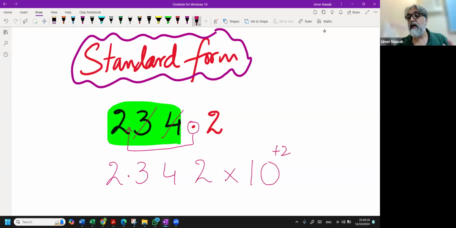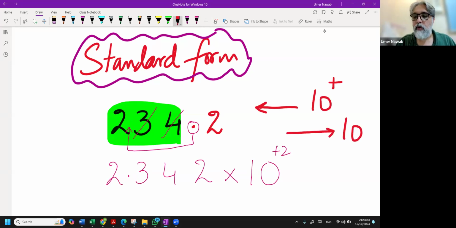Many students have a misconception: Mr. Omar, if I'm moving to the left, I have to write -2. My friend, if you write -2, 2.342 times 10 to the power -2 is a very small number. But you have made a bigger number into a smaller number. So when a bigger number is made a smaller number, you have to give the power of 10 an opposite sense, which is a positive power. So whenever we go to the left, your power will always be positive. But if you push the decimal towards the right, your power of 10 will be negative.